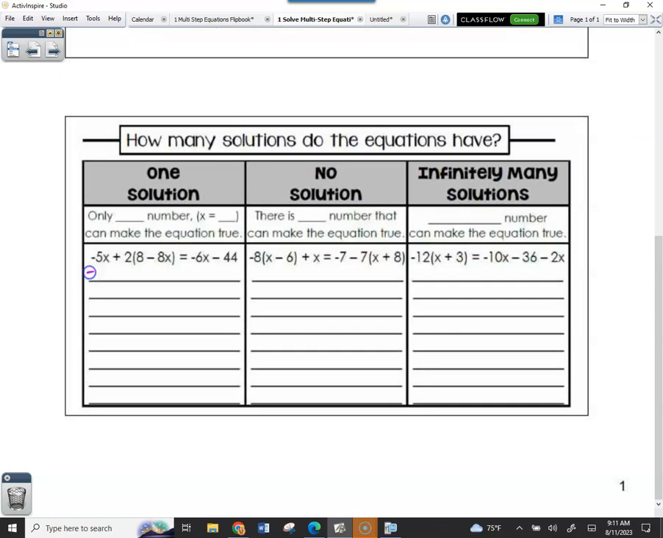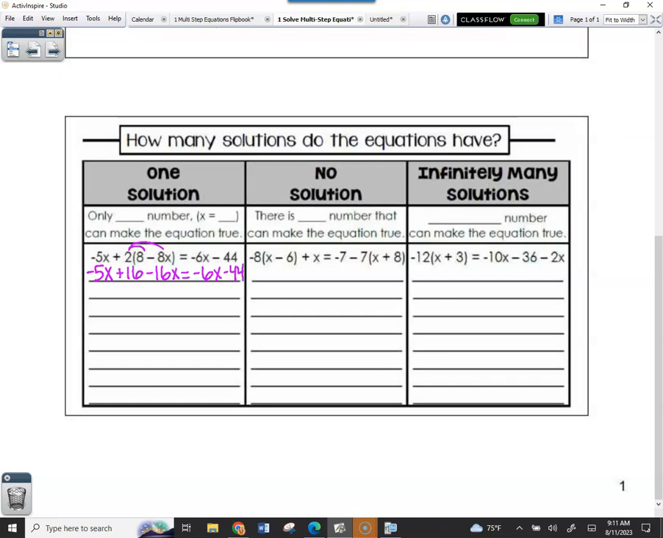So when you distribute, it's a little crowded, sorry about that, but when you distribute this 2, did you get this? Notice the only thing that changed was where we distributed the 2. Did you get 16 minus 16x right there?